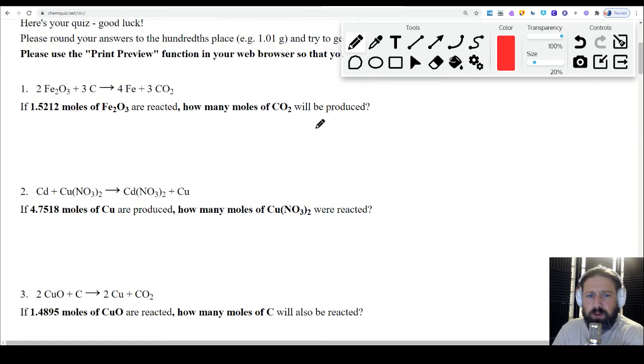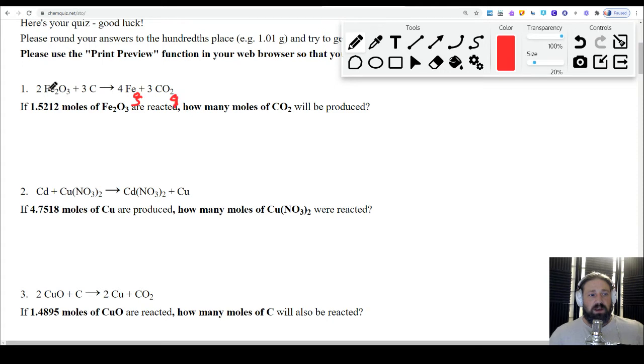Let's see here. What do we got? We have ourselves a balanced reaction here. Looks like iron oxide plus carbon goes to iron and CO2. So this looks like it is a single replacement reaction. And it wants to know if we start out with 1.5212 moles of this iron oxide, then how many moles of CO2 will be produced? This is going to be pretty useful because we know CO2 is a gas while this iron is a solid.